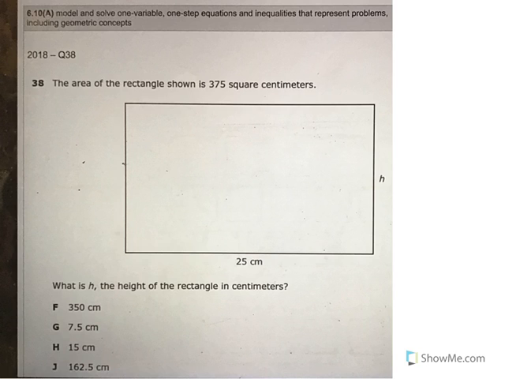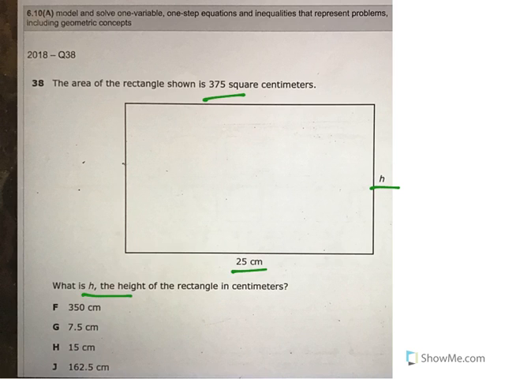All right, next one. The area of the rectangle shown is 375 square centimeters. What is h, the height of the rectangle in centimeters? So, let's look at this. How can we solve this? What is the height? What information did they give me? They gave me that this side is 25 centimeters. This is h, which I don't know. It's an unknown quantity. But they did give me the area of the rectangle, and I know that's 375.